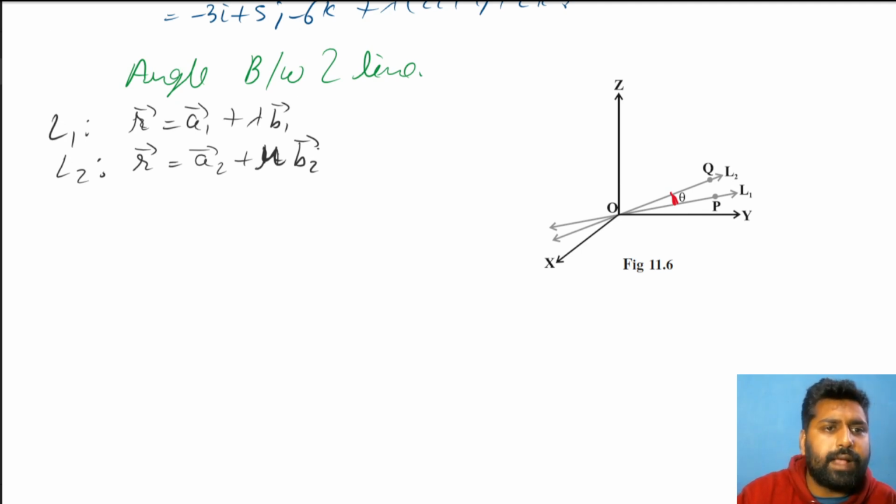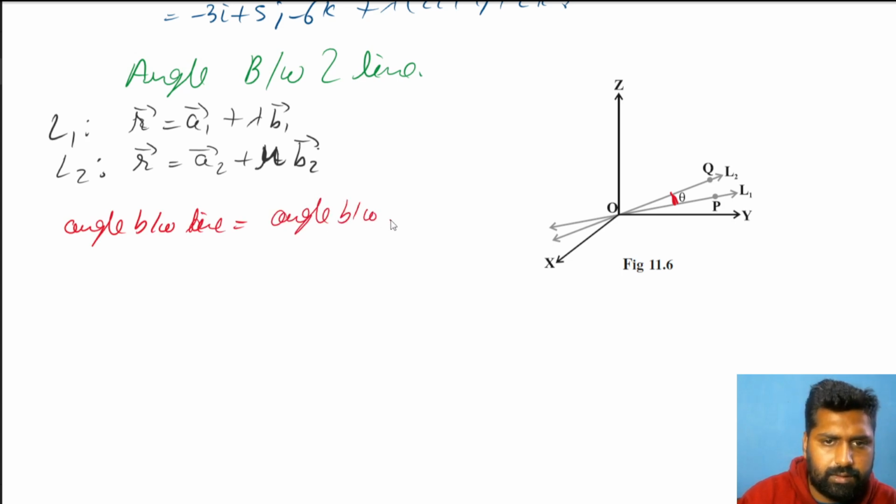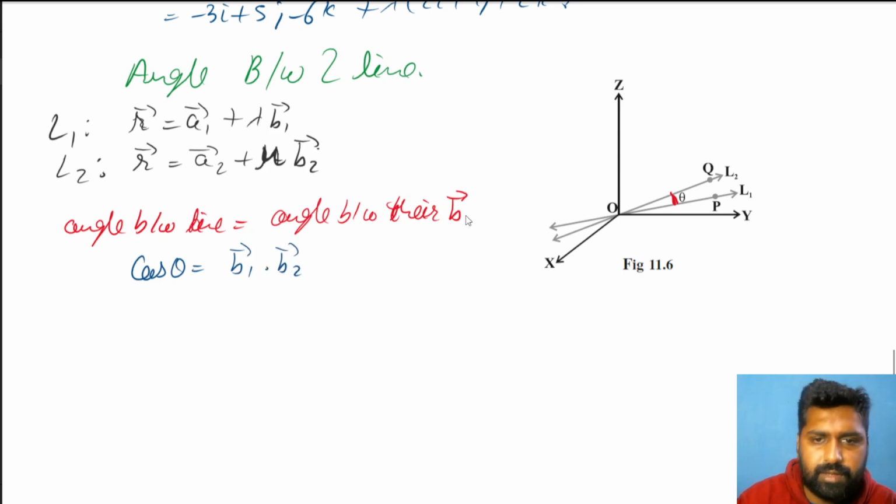The angle is created because of the directions of L1 and L2. So a simple point: the angle between lines is equal to the angle between their B vectors. If I ask you to calculate the angle between two given vectors, what do we use? We use cos theta equal to the dot product of those vectors, B1 dot B2, divided by their magnitudes, mod B1 mod B2.